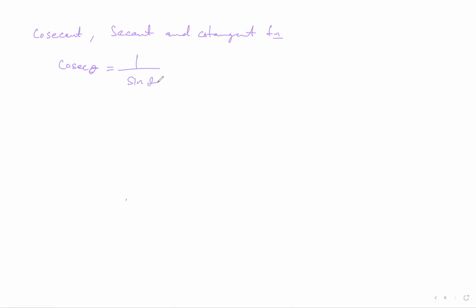sine theta, where sine theta cannot be equal to 0. If it's equal to 0, then it doesn't make any sense. It's undefined. Same for secant theta, it is 1 over cosine theta, and same for cotangent theta, it is 1 over tangent theta.